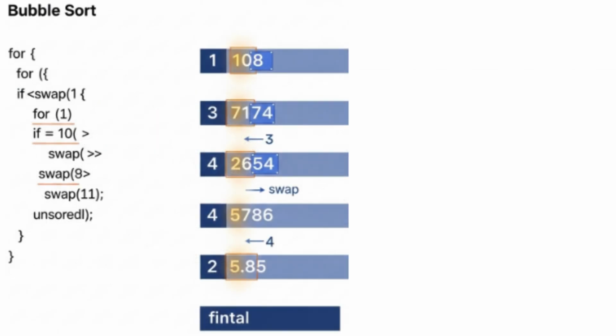Next we will move towards the other section, which is algorithms. Bubble sort. It repeatedly swaps adjacent elements if they are in the wrong order, bubbling the largest unsorted element to its correct position in each pass.